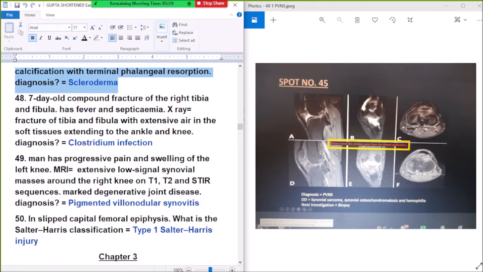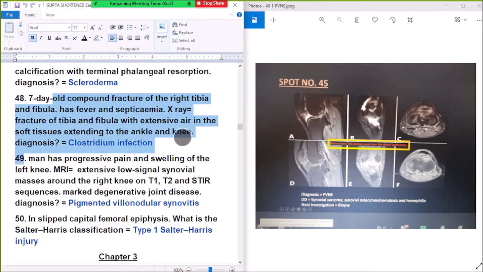Question 48. A 7-year-old with a compound fracture of the right tibia and fibula has fever and septicemia. X-ray shows fracture of the tibia and fibula with extensive air in the soft tissue extending to the ankle and knee joint. Diagnosis: Clostridium infection.